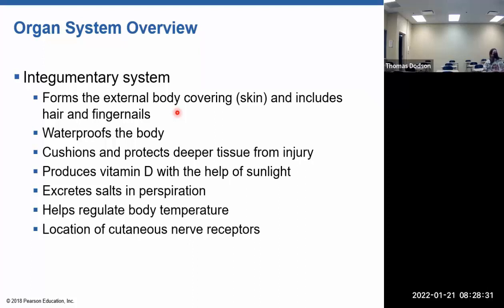This system also cushions and protects our deeper tissue from injury. It's part of making vitamin D with the help of sunlight. We perspire, so we excrete salts. We evaporate off of our skin to cool us down, so it helps us to regulate body temperature. And we have the ability to feel with this system.